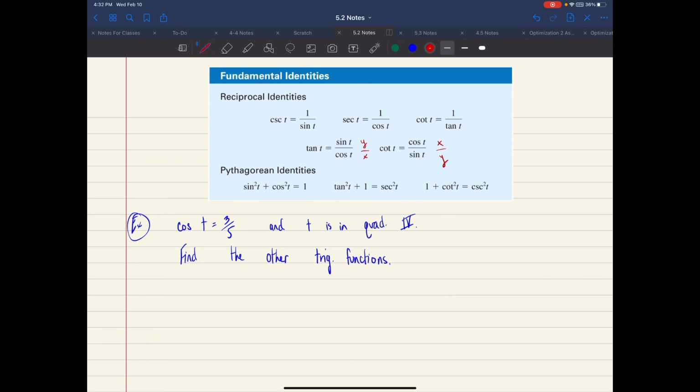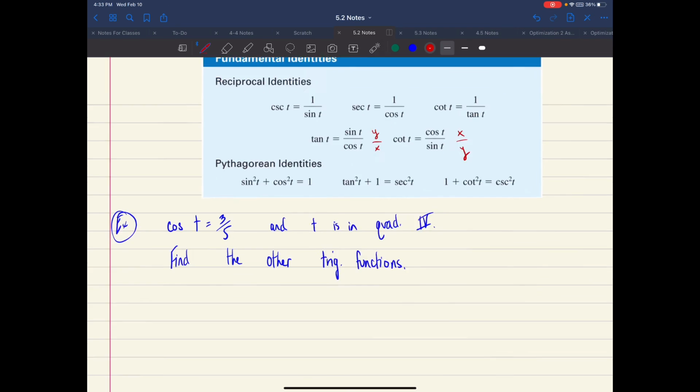So there's a lot of different ways to remember these and think about them. I just try to give you options. Then we have these Pythagorean identities, which we'll talk about in a second. But sine squared plus cosine squared is 1. Tangent squared plus 1 is secant squared. 1 plus cotangent squared is cosecant squared. So those are your Pythagorean identities.